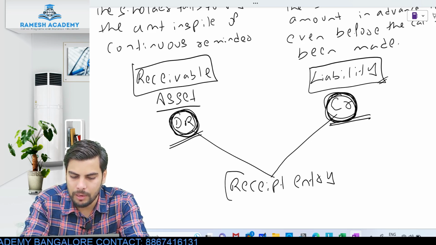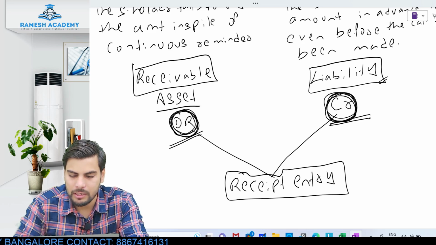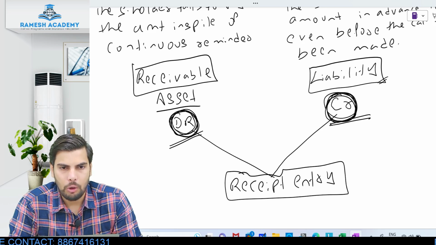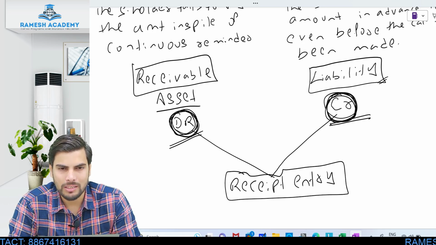So whenever we are passing this particular receipt entry, that is the place wherein we need to give effect to calls in arrears and calls in advance. I hope you guys understood the logic behind this. Very simple logic, guys. Only when I actually receive the amount.